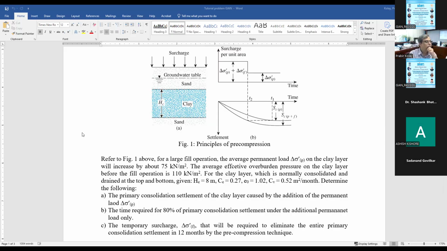Okay. So the first problem is basically what you need to do, because it's a normally consolidated clay, right? You see here, normally consolidated clay, and then we find out how much is the settlement required. So that's the first thing: you need to calculate how much is the primary consolidation settlement of the clay layer caused by the additional permanent load. So first you calculate the primary consolidation settlement.